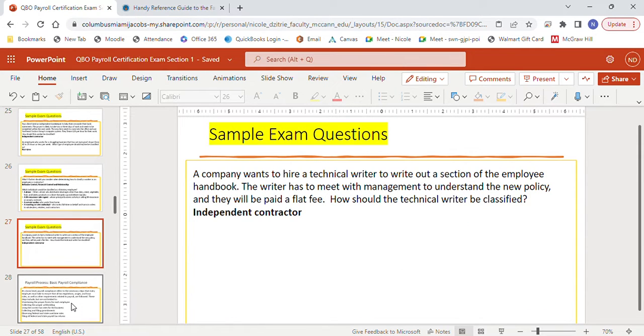A company wants to hire a technical writer to write out a section of their employee handbook. The writer has to meet with management to understand the new policy, and they'll be paid a flat fee. That's a key right there. They're going to get a flat fee. So usually they'll say, we're going to pay you $1,000 for this, and we'd like to get it done within a month or 2, whatever it may be. That person would then be an independent contractor.